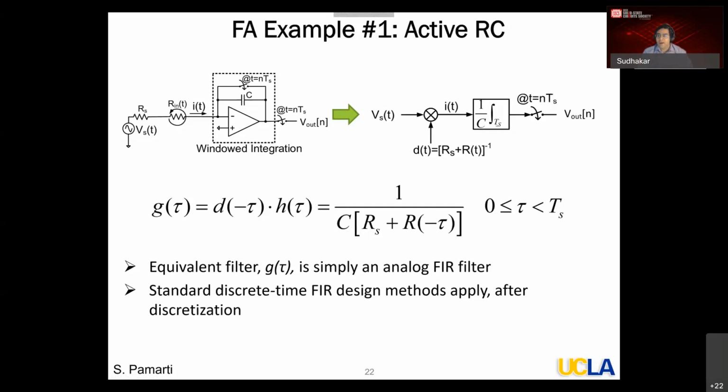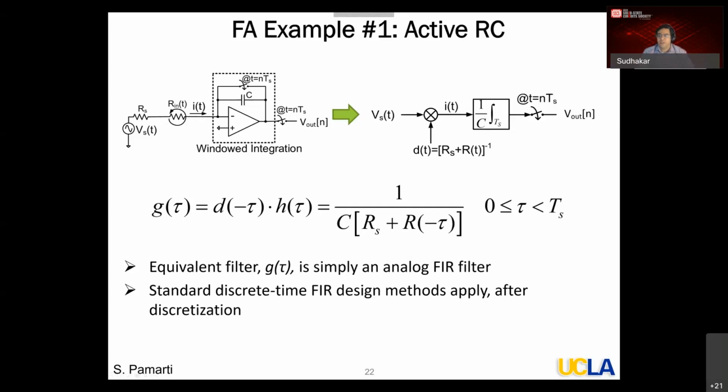Now the integrate and dump, like I said, is a simple filter whose impulse response is 1 over C, integrating from 0 to Ts. Intuitively, what's happening is that this realizes an analog FIR filter. The duration of the FIR is Ts, 0 to Ts. And during the duration, the individual signal values at different times are weighed by a different amount controlled by Rin of t. So you can show that this is effectively an analog FIR filter whose impulse response is basically 1 over C times Rs plus R of minus tau between 0 and Ts. Beyond that, it is 0.